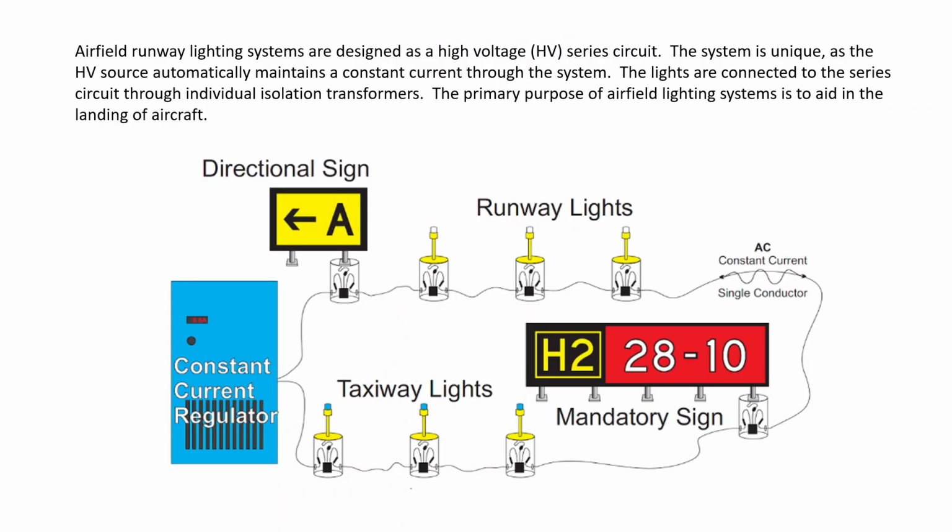Airfield runway lighting systems are designed as a high voltage series circuit. The system is extremely unique as the high voltage source automatically maintains a constant current through the system. The lights are connected to the series circuit through individual isolation transformers. And the primary purpose of airfield lighting systems is to aid in the landing of aircraft.